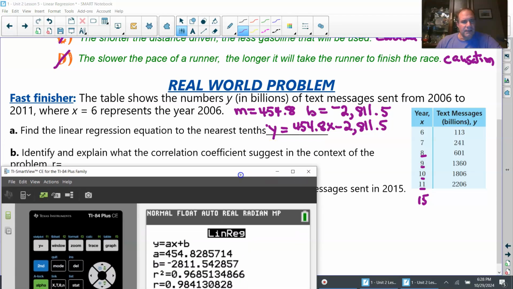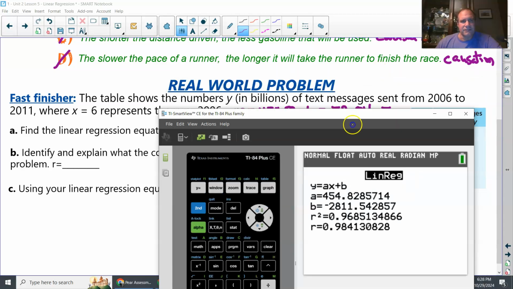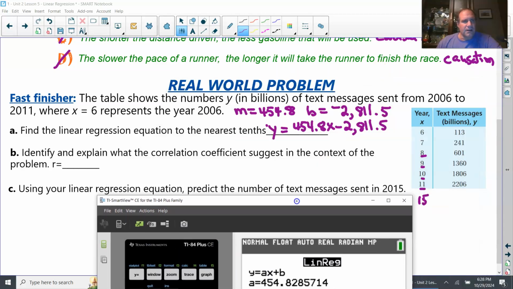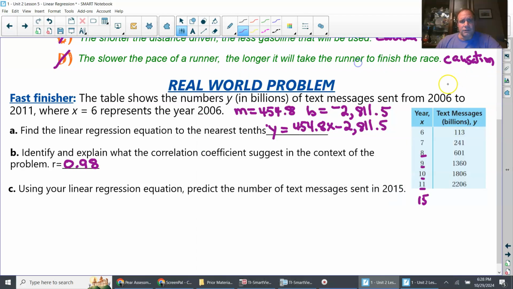And then the r is, you see it on the bottom there, the r is 0.98. We're going to round that to the nearest hundredth, even though it doesn't say to, we're just going to still do that. R equals 0.98. And it's asking you to explain what that correlation coefficient suggests in the context of this problem.